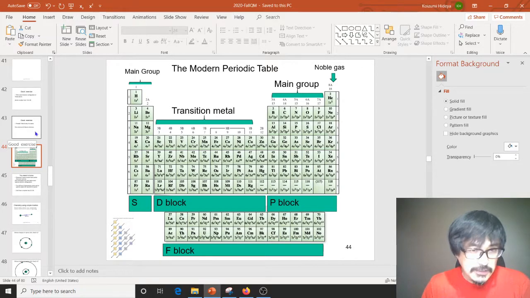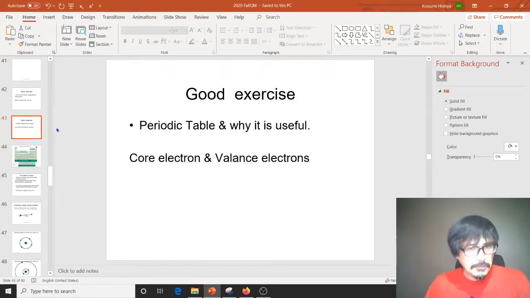double check your answers. So let me just try to explain why the periodic table is useful, and then its relation to the electronic configurations, that's ground state electronic configurations. And then we're going to talk about the core electrons and valence electrons. So let me just start out with the core electrons and the valence electrons.